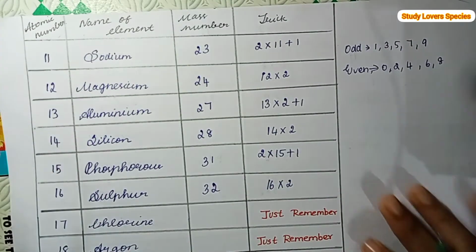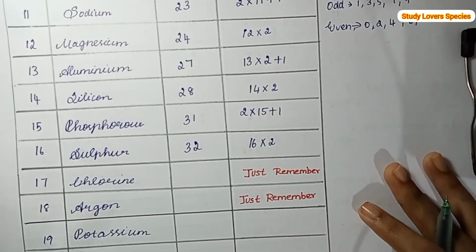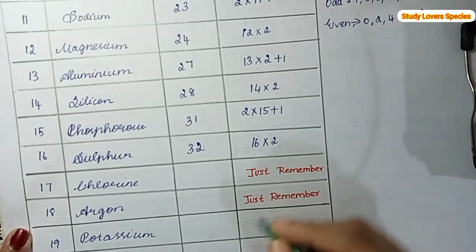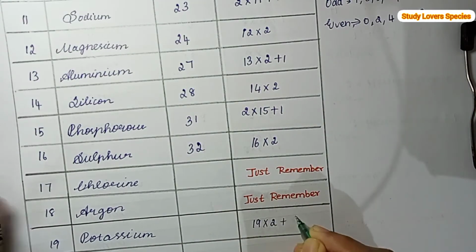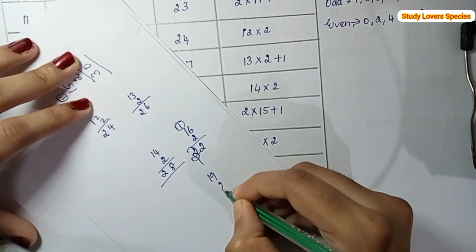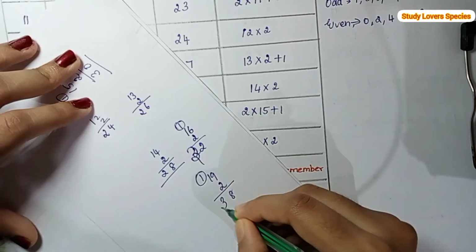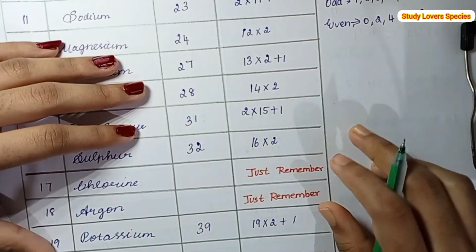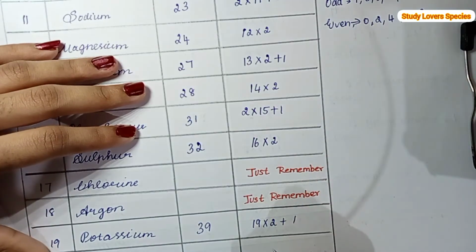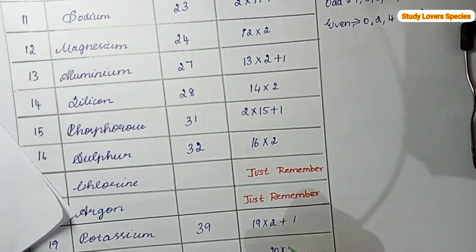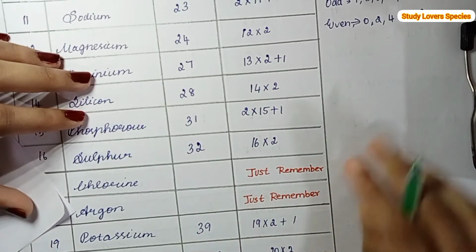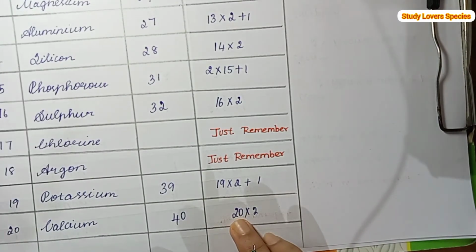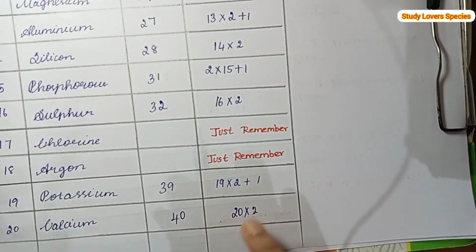Finally, I will go with chlorine and argon. Potassium. 19 is an odd number. 19 into 2 plus 1. 19 into 2 is 38, plus 1 is 39. 20 is an even number. 20 into 2, which is 40.